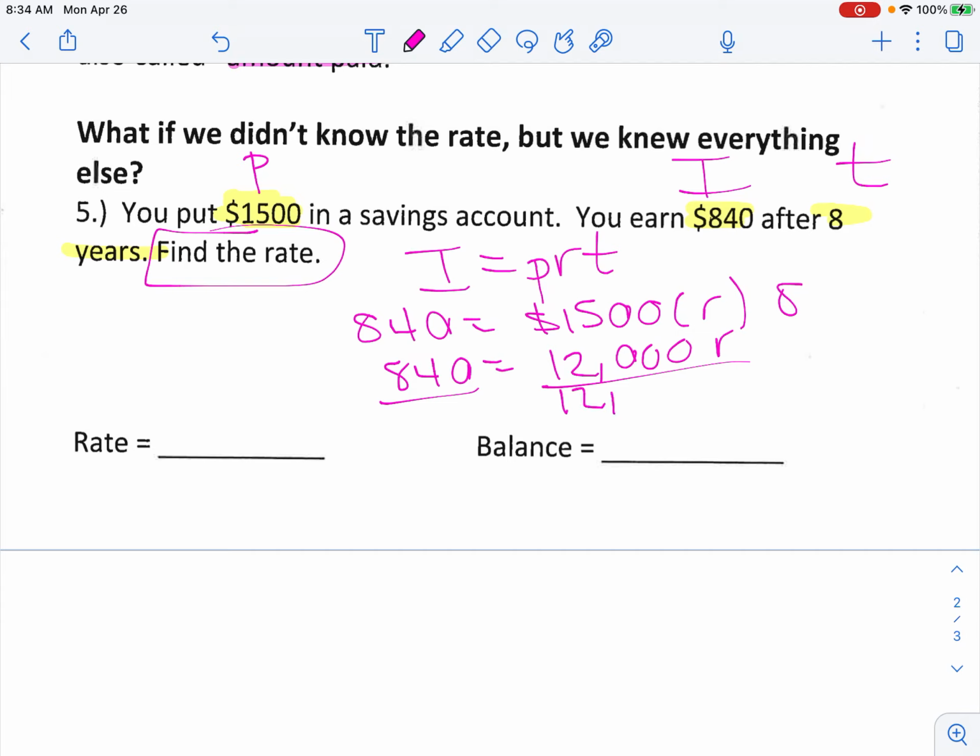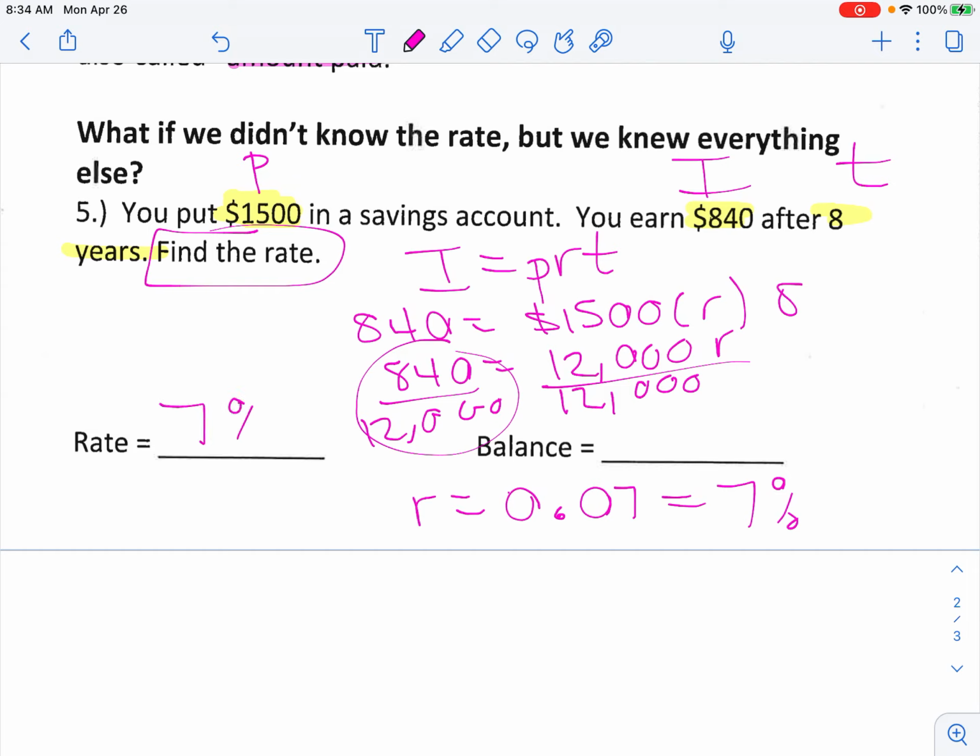So now we're down to a one-step equation. We're going to divide both sides by the coefficient, which is 12,000. So go to your calculator, divide 840 by 12,000. And that is a 7% interest rate. Rate equals 0.07, which is 7%. So the interest rate was 7%.